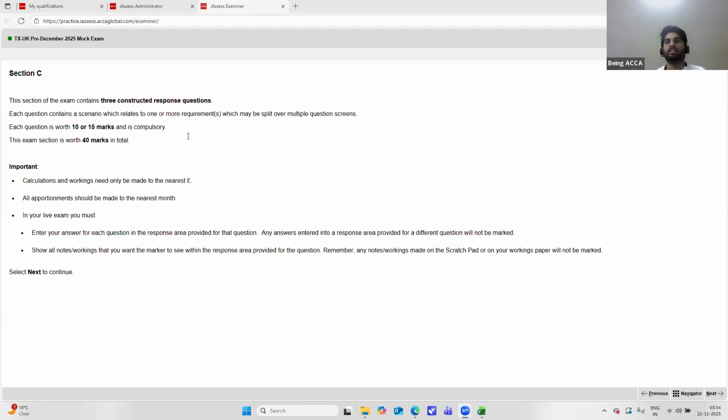Overall, for Section C, it would be better to allocate at least 1 hour 15 minutes only for Section C, so that you can include all the calculations and do it at your own pace in a comfortable manner. All right, with this being said, let's move on to the first question of Section C.